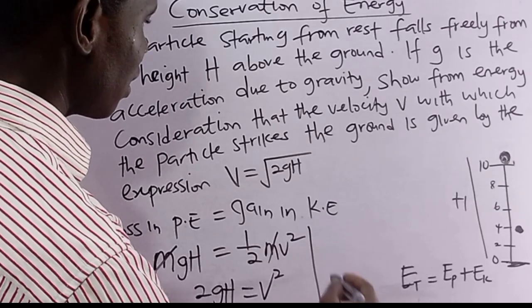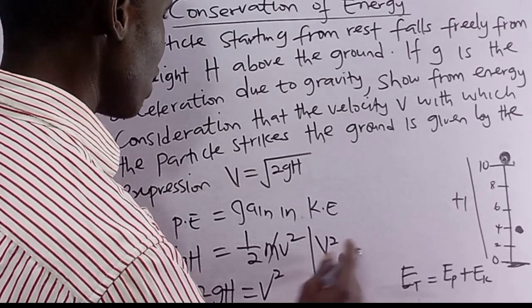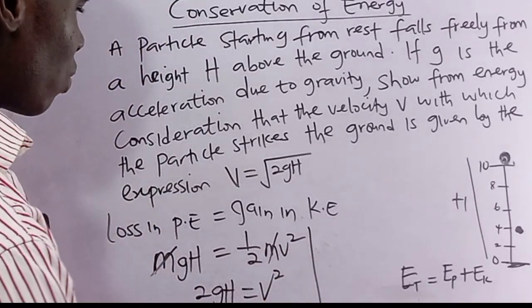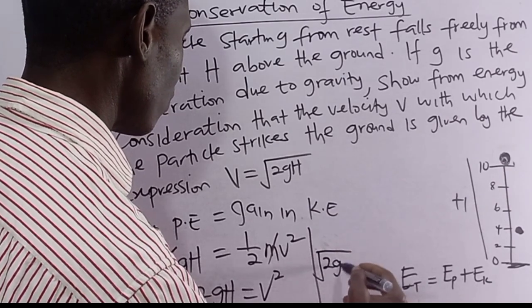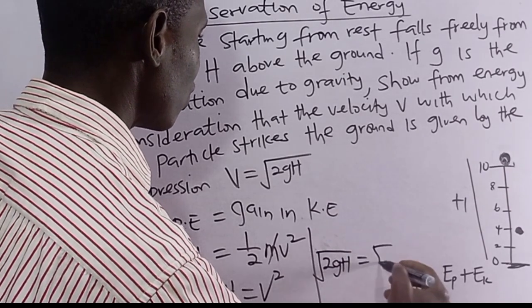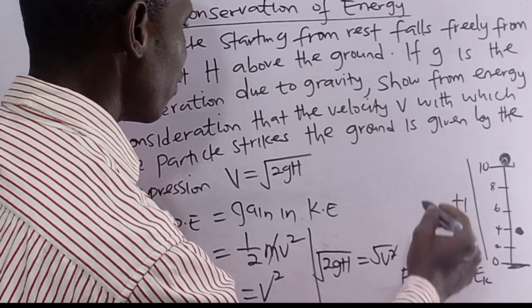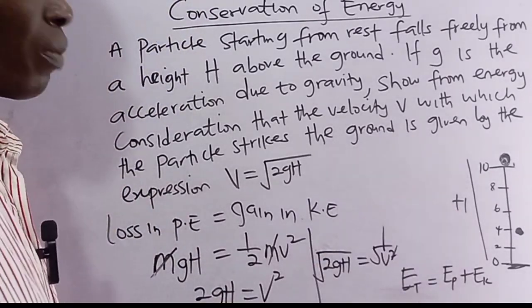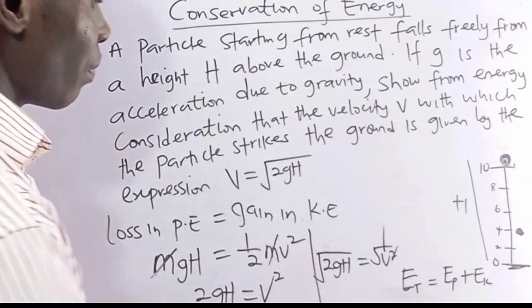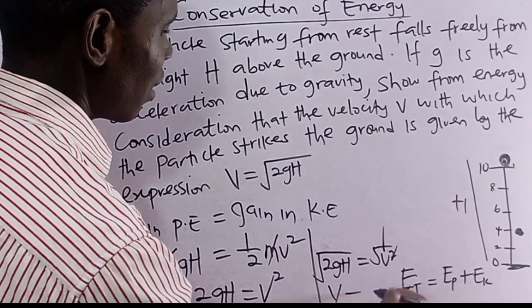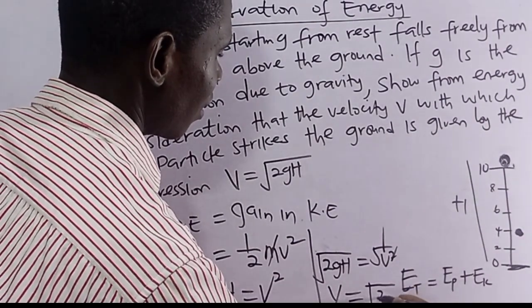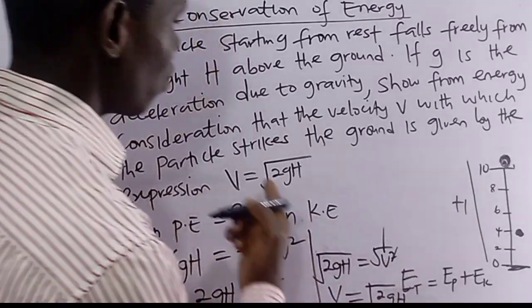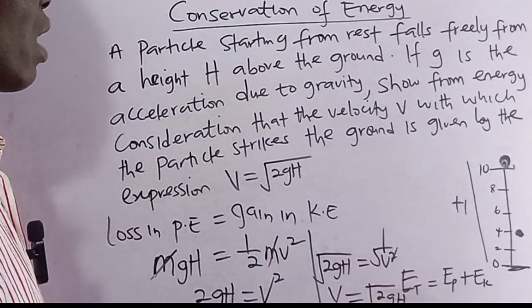And if we now take the square root of both sides, we will be left with the square root of 2gh is equal to the square root of v squared. The square will cancel out the square root. And lastly, we'll be left with the final answer, which is equal to what we have here.